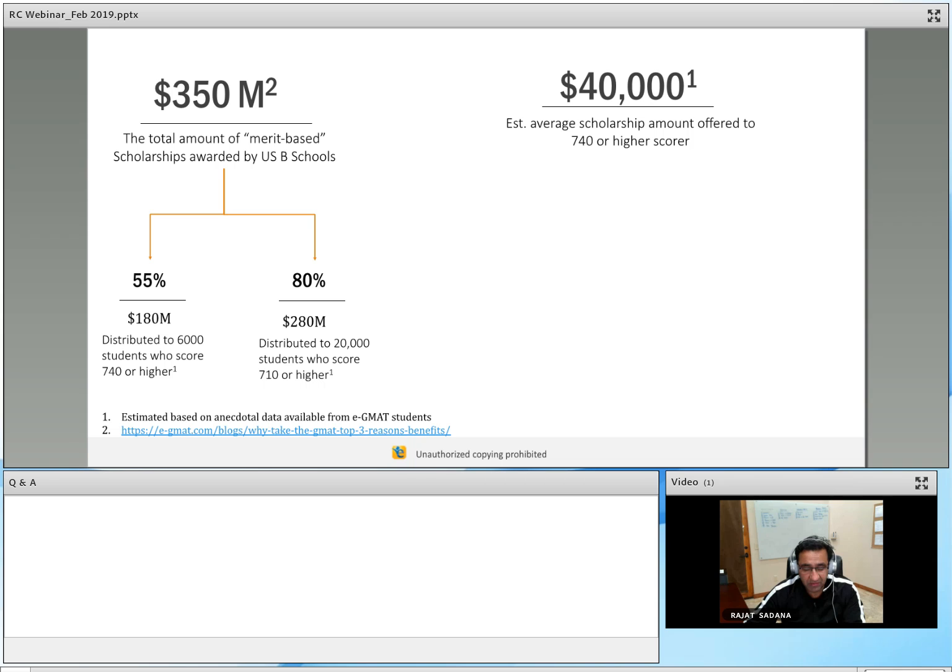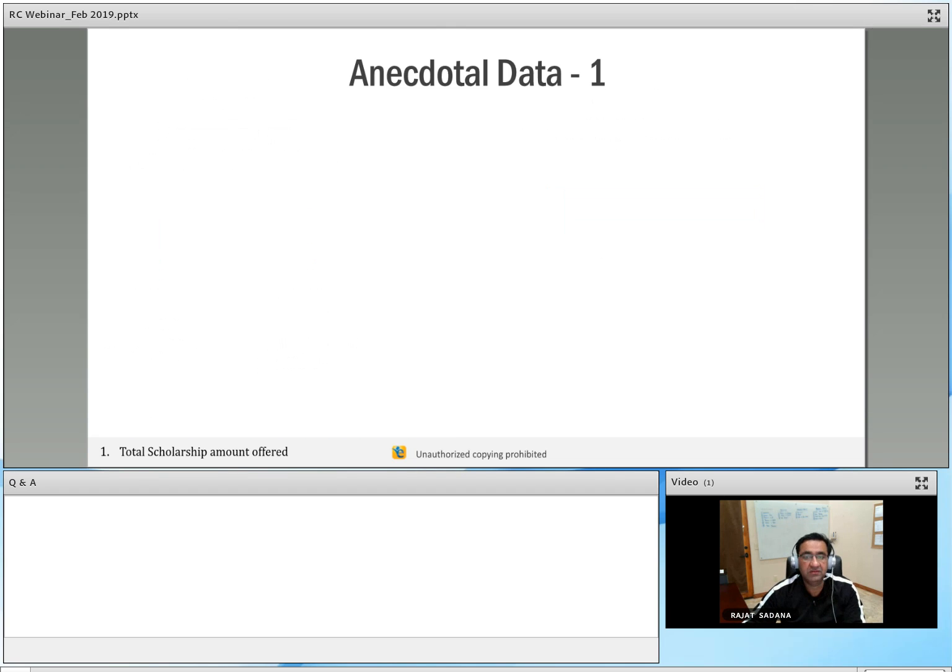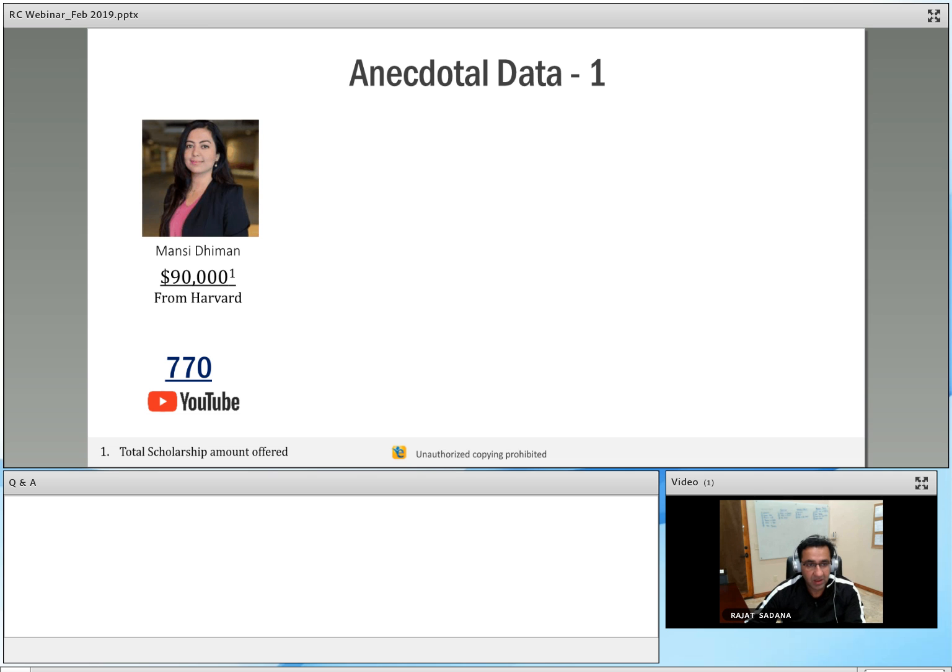What it really means is if you get a score of 740 or higher, you probably are looking at a $40,000 scholarship if you choose the school strategically. And as I said, these 2 factors have an impact on the scholarship amount. Personally, I received 2 full fellowships. I didn't pay a single penny for my MBA, and one of the reasons is my GMAT score. Have a few other anecdotal examples.